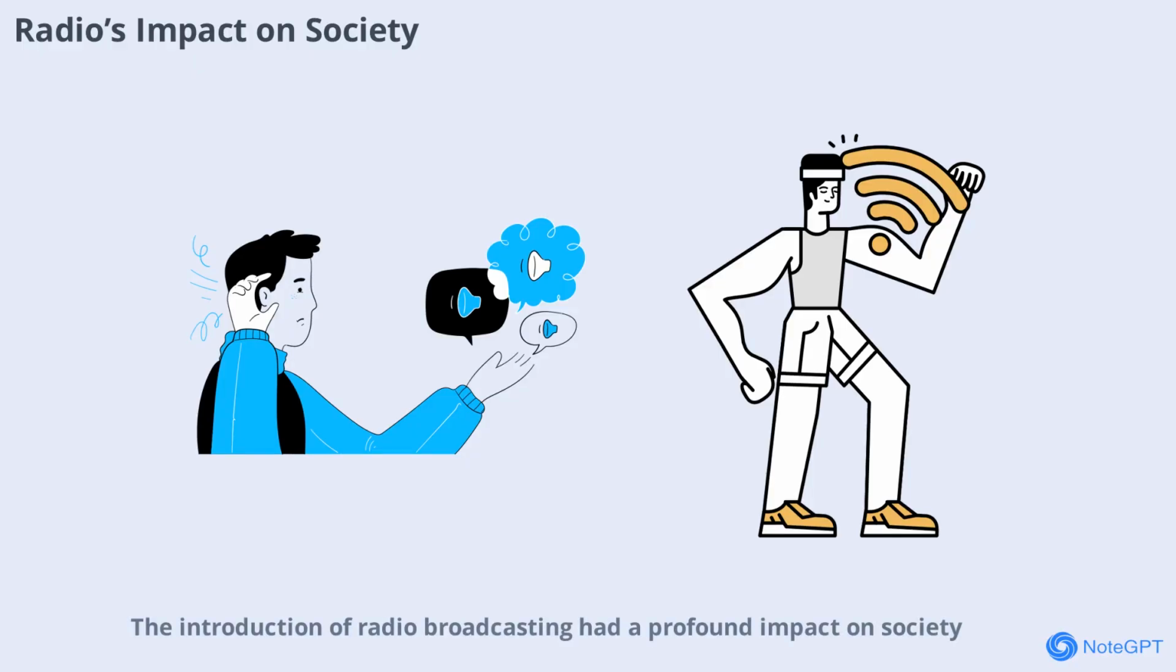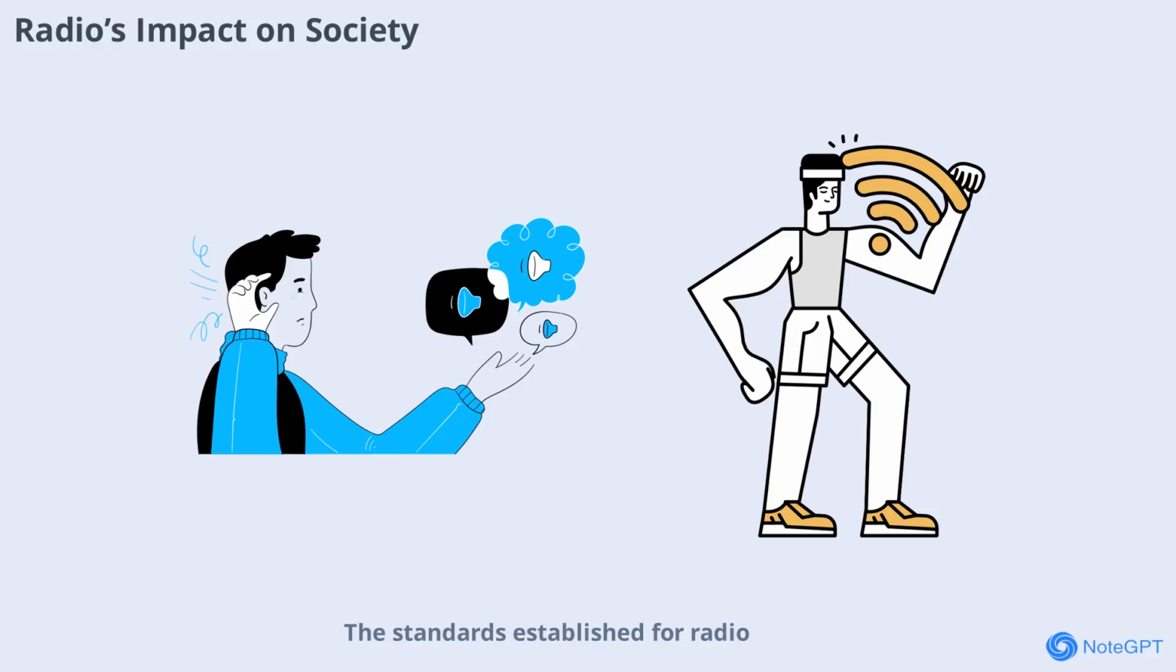The introduction of radio broadcasting had a profound impact on society. For the first time, people could receive news, entertainment, and educational content instantly, regardless of their location. Radio became a powerful tool for spreading information, shaping public opinion, and even influencing political events. It also paved the way for other forms of mass media, such as television. The standards established for radio communication ensured reliability and accessibility, making radio a staple in homes around the world.